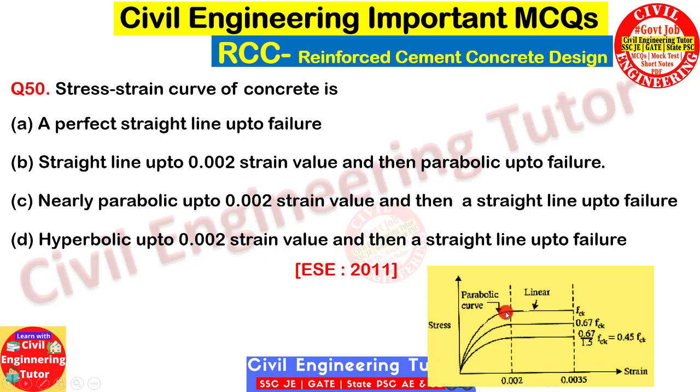Clearly we can see that in all three, the initial part is parabolic, and then after a certain strain the variation is linear. So the correct answer will be nearly parabolic up to 0.002 strain value, and then a straight line up to failure. You have to remember that it is parabolic up to 0.002 strain, and up to failure, that means 0.0035, the variation is linear. So the correct answer here will be C.